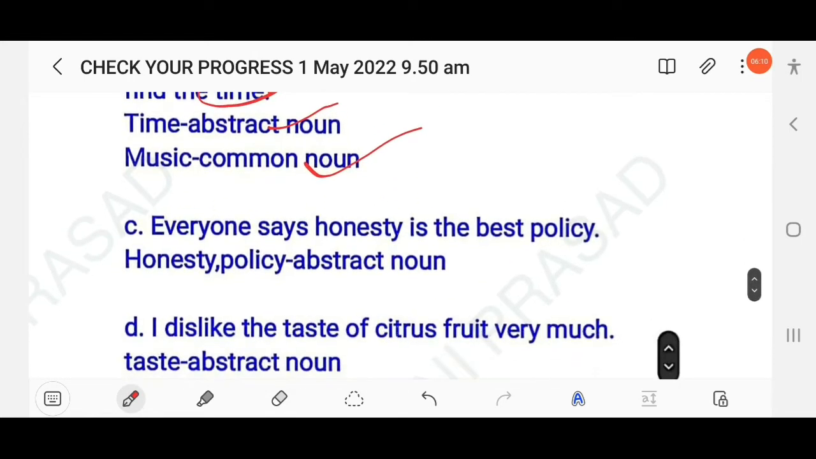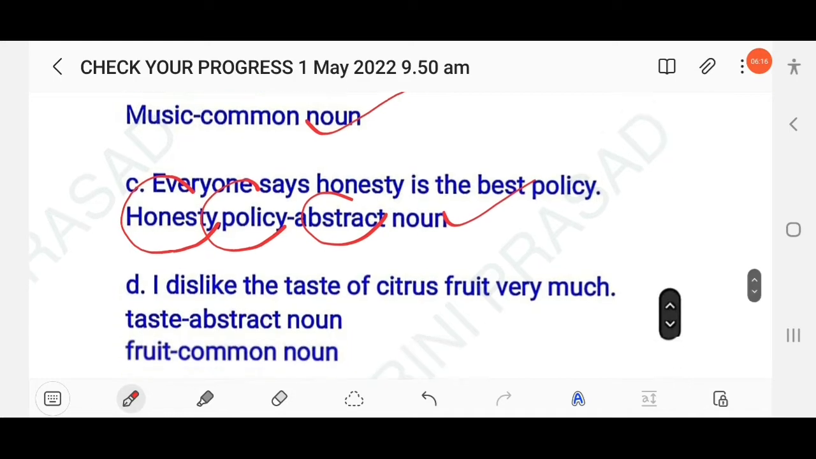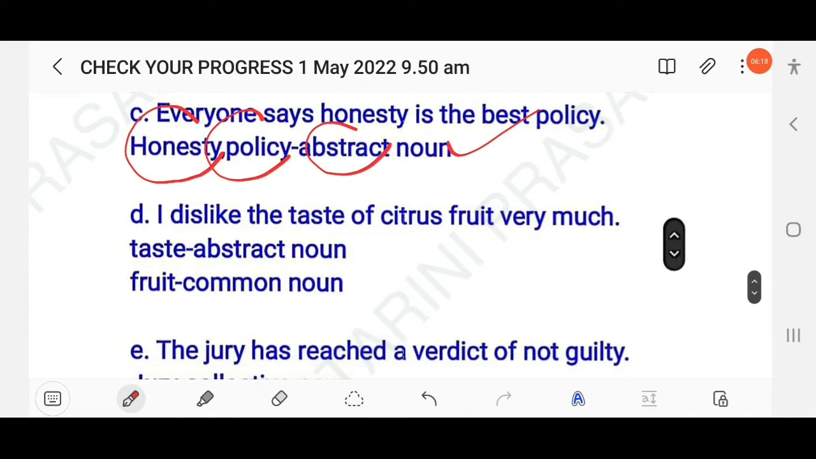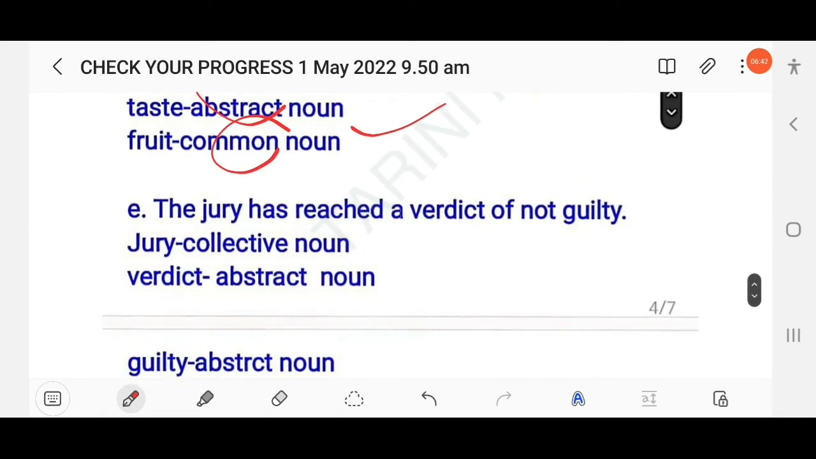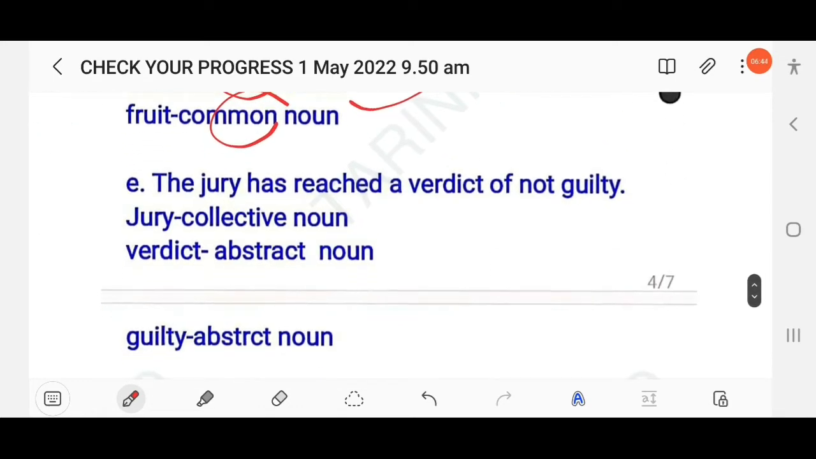The next, everyone says honesty is the best policy. Here honesty as well as policy are both abstract nouns. Then next, I dislike the taste of citrus fruit very much. Here taste is an abstract noun, and fruit is a common noun. Then next, the jury has reached a verdict of not guilty. The jury is a collective noun, the verdict is an abstract noun, and guilty is also an abstract noun.